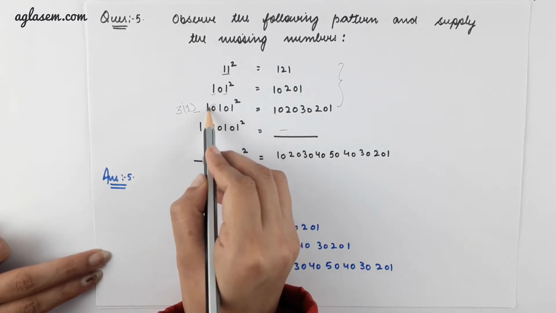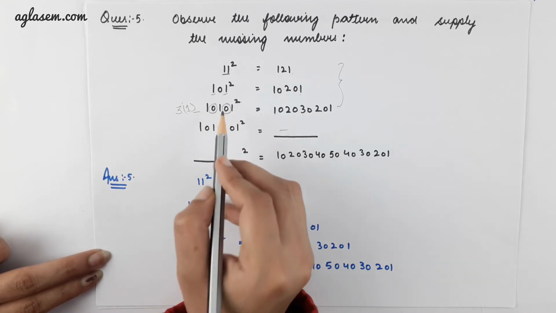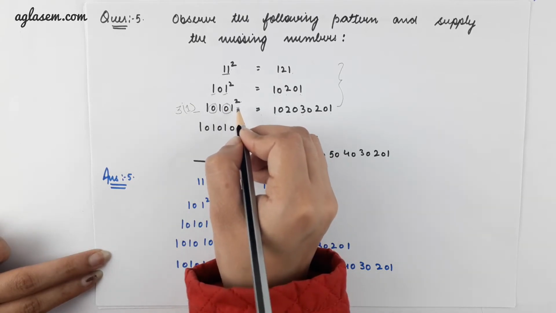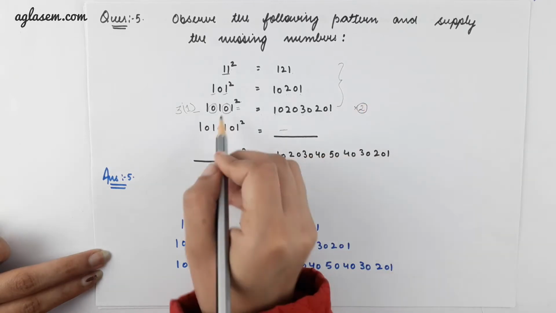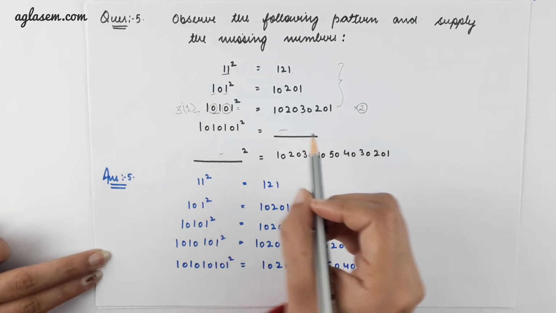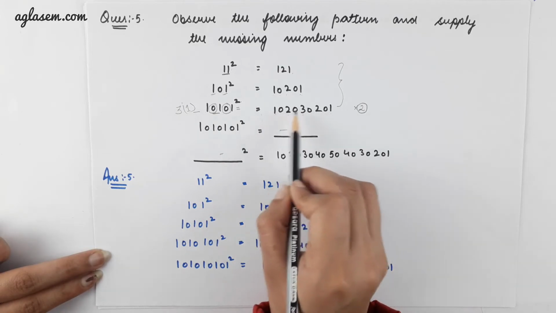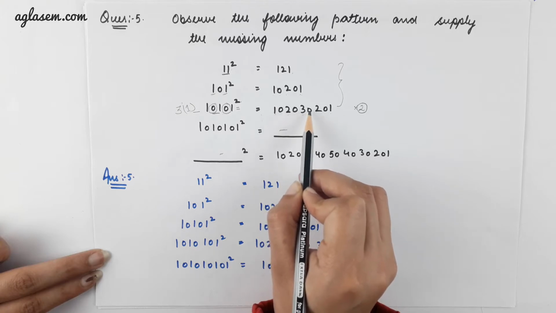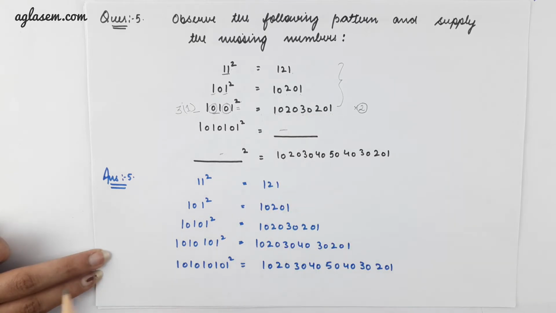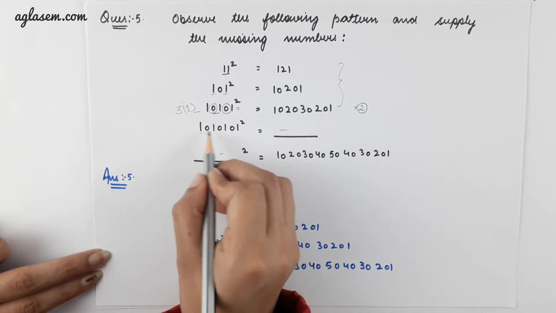And how many zeros over there? 2. For such kind of questions, we will double the number of zeros present in the question. 2 zeros, then we will write 4 zeros between the numbers, that is 1 0, 2 0, 3 0, 2 0, 1.